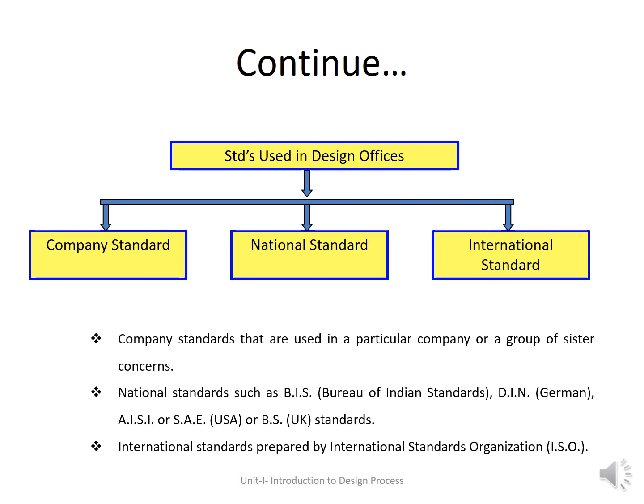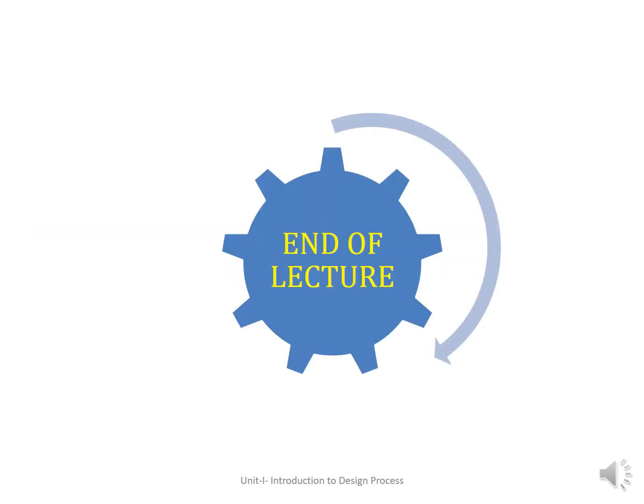As I told you, company standards, a group of sister concerns. National standards, it is BIS, Bureau of Indian Standards. Then DIN is there, AISI is there, SAE is there. Okay, BS is there for UK. International standard, I told you.